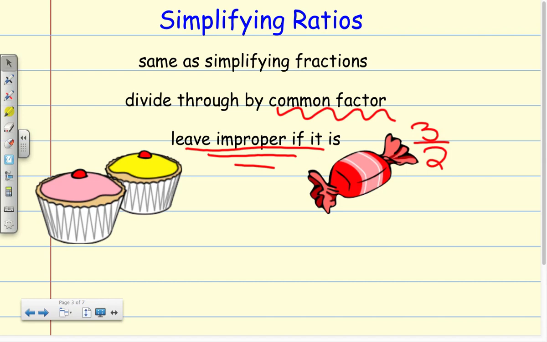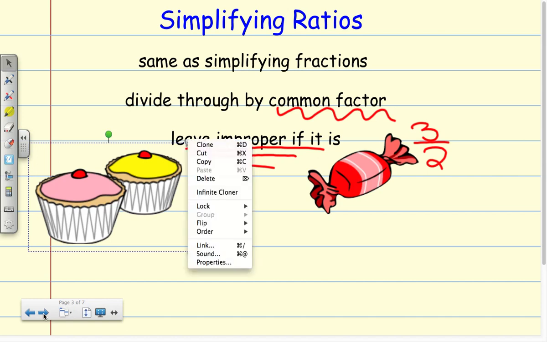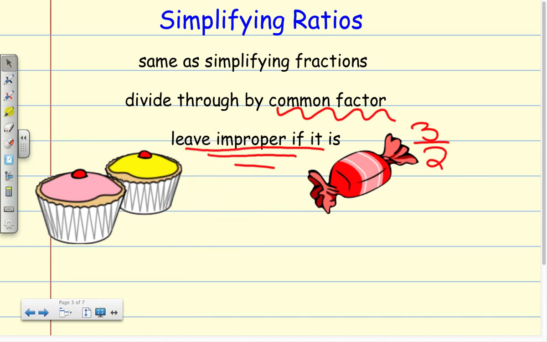All right, we're going to do a couple examples with cupcakes and candy. Seems to be fitting today. All right, let's do the ratio. What do you think? Show me the ratio of cupcakes to candy right now. 2 to 1. I heard it. 2 to 1. Okay. What about candy to cupcakes? 1 to 2. No simplifying needed, right? Nope.